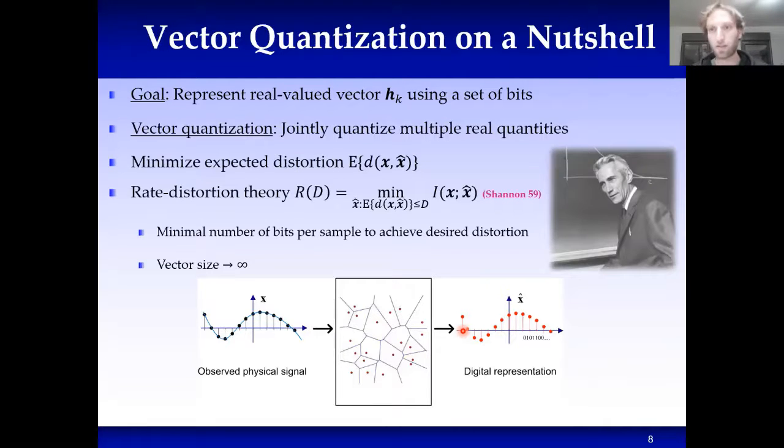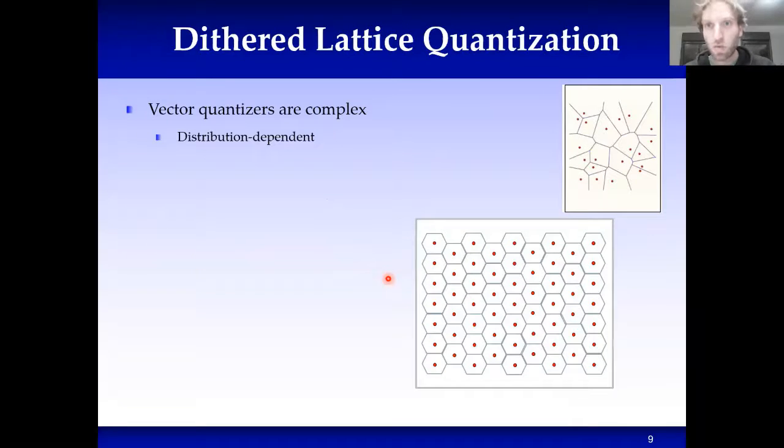Claude Shannon showed us way back that the optimal trade-off between quantization rate, the number of bits we're assigning per sample, and the distortion achievable is dictated by what's called rate distortion theory, which is achievable when we take the vector size to infinity. Namely, we're jointly quantizing a very, very large number of samples. So we would like to have some complex partition of the hyperspace, but this partition has to depend on the distribution. So we will seek what's called lattice quantization.